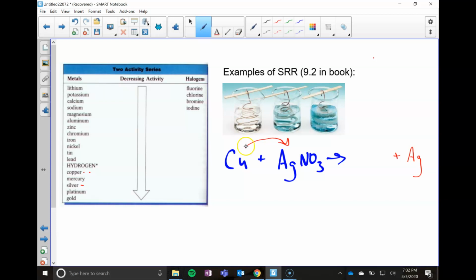Okay, so after copper boots out silver, copper then is free to pair up with nitrate. So when that happens, we've got to think about that reaction, and copper pairing up with nitrate. It's got a -1 charge. So when that occurs, it's going to be Cu(NO3)2. Okay, so copper(II) nitrate. And that was what we were left with over here. We had the silver that precipitated out, and then this blue solution was that copper nitrate.